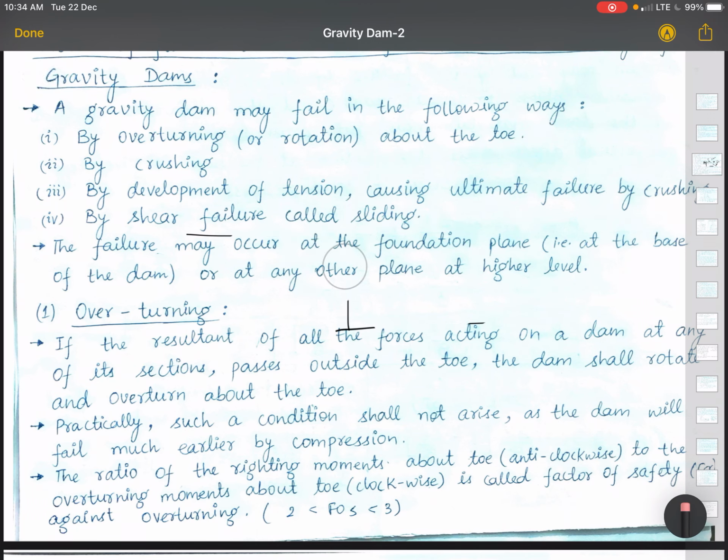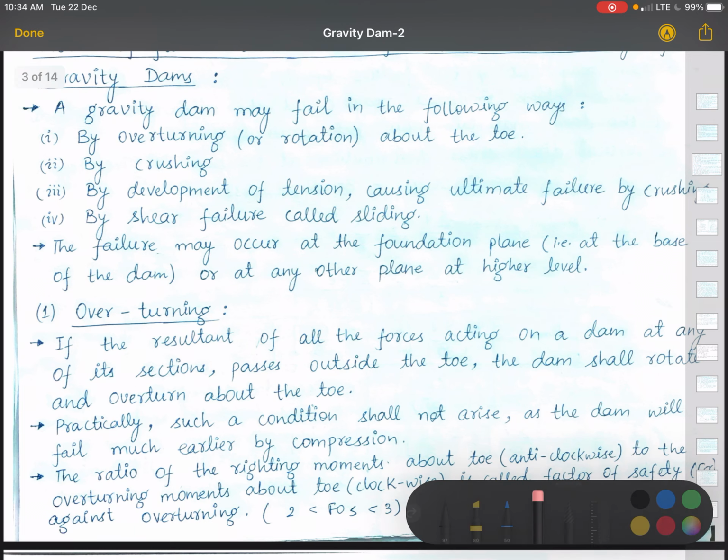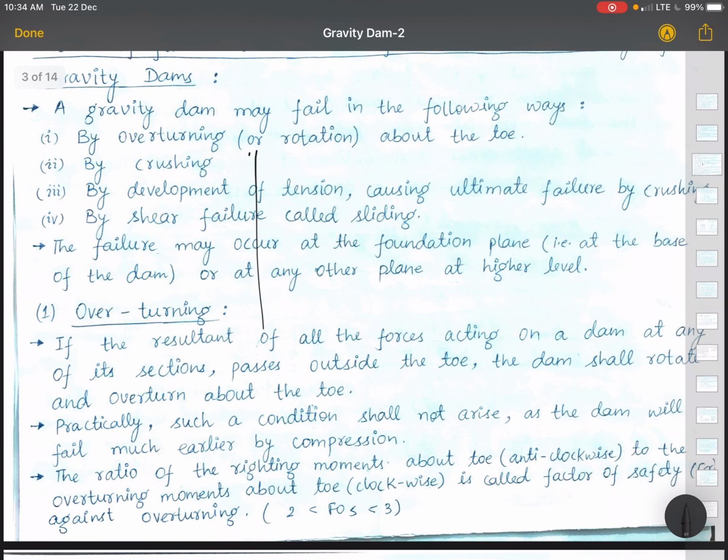Second can be by crushing. If the stresses are very huge, the material is not able to take the load anymore and it will crush. Development of tension can cause ultimate failure by crushing. If tension is very high, it will lead to higher stresses, and those stresses will lead to crushing of the material. And it can fail by sliding, which is a case of shear.